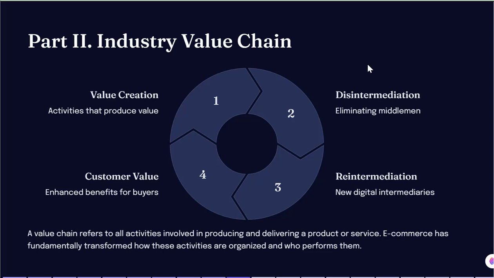So the industry value chain refers to all the activities involved in creating and delivering the product or service, and e-commerce has transformed how these activities are organized and who performs them. The four factors here are value creation, the activities that produce value for customers; disintermediation, eliminating the middleman in the supply chain; re-intermediation, the rise of new digital intermediaries; and customer value, how e-commerce enhances benefits for buyers.